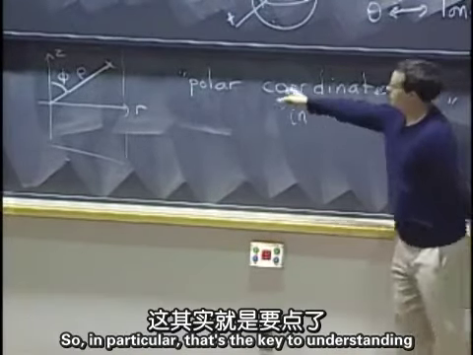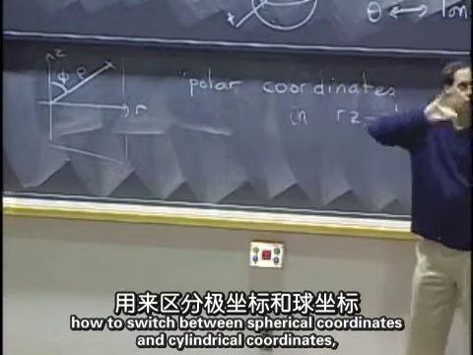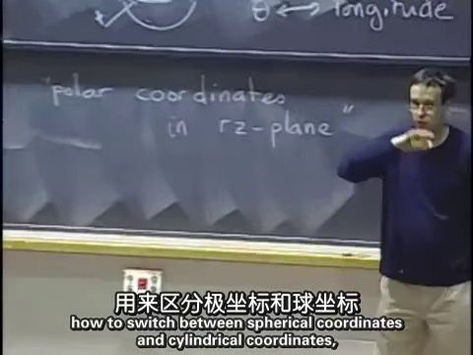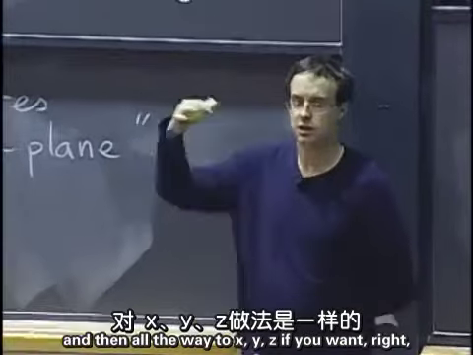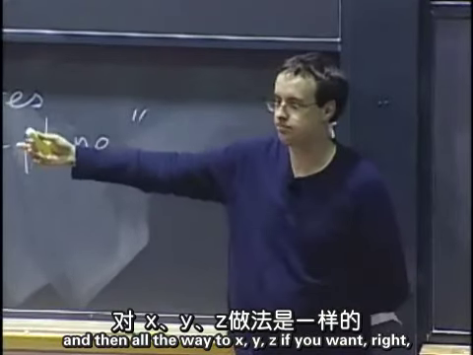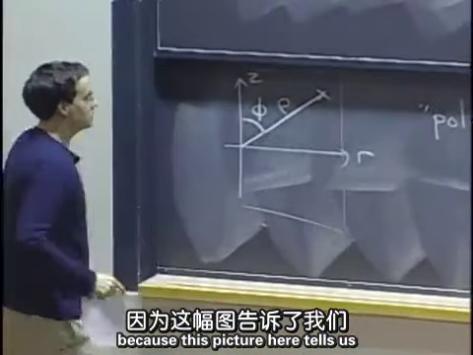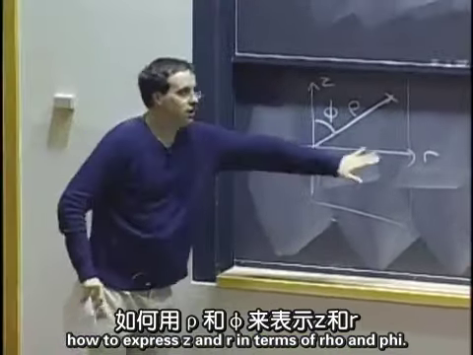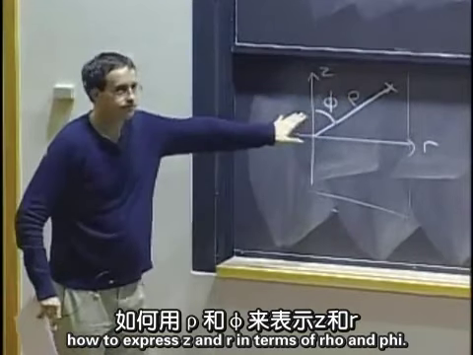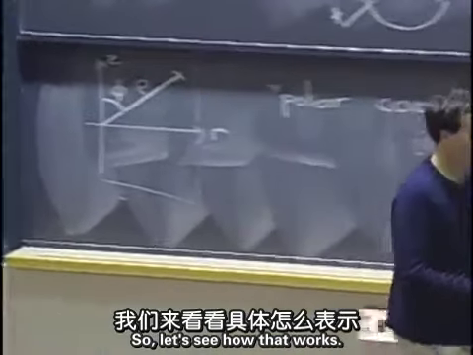So in particular, that's the key to understanding how to switch between spherical coordinates and cylindrical coordinates, and then all the way to x, y, z if you want, right? Because this picture here tells us how to express z and r in terms of rho and phi. So let's see how that works.